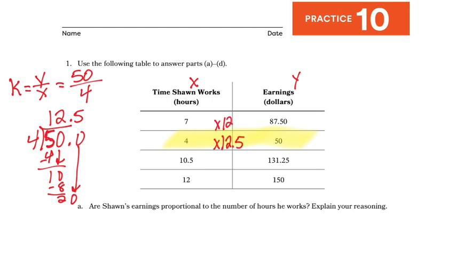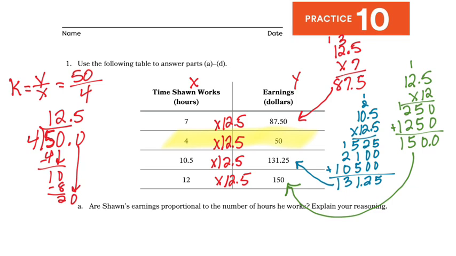Now we need to check and see if these other numbers in our X column, if multiplied times the constant, will give us our numbers on the right. So as you can see, I went ahead and did my multiplication. In red, I did 12.5 times 7. That did give me 87.5. So that row checks out. I did 10.5 times 12.5 in blue and got 131.25. And 12 times 12.5 is 150. So his earnings are proportional, and we just explained our reasoning.